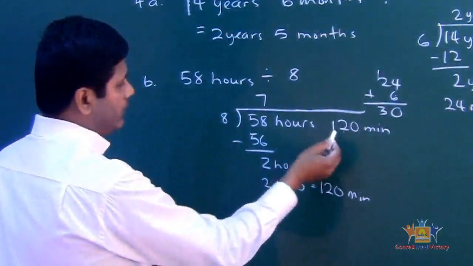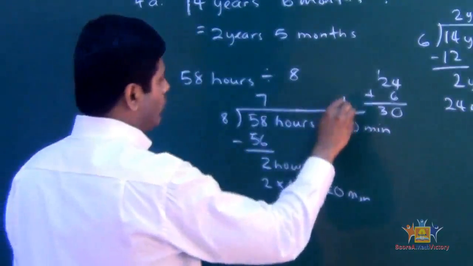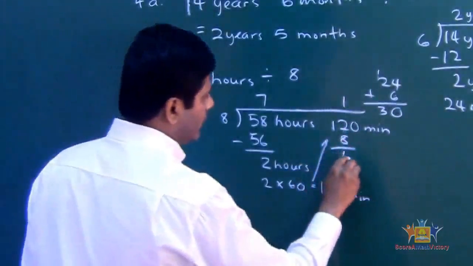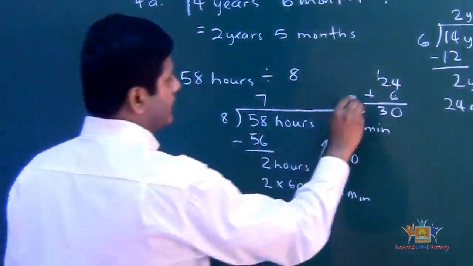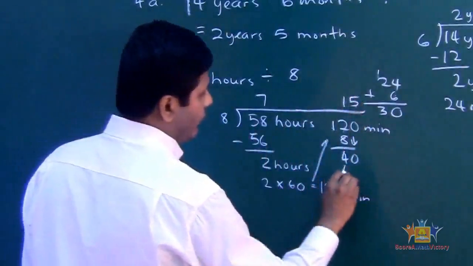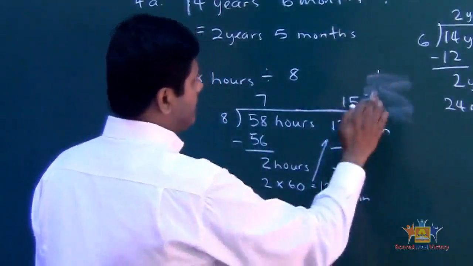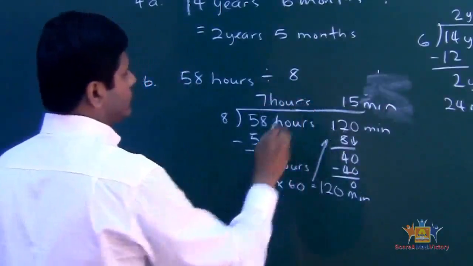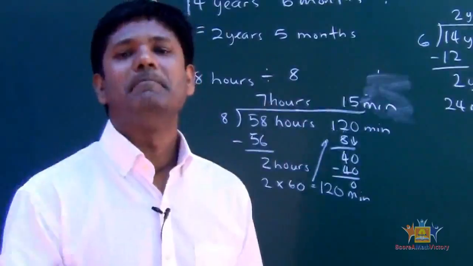In 1, I cannot go, so I go to the next digit. In 12, there's how many 8? 1. So 1 times 8 is 8. 12 minus 8 is 4. And then I'm going to bring the 0 down. In 40, there's how many 8? 5. So 5 times 8 is 40. Minus, give me 0. Okay? So now I'm going to bring the minutes up and the hours up. So it came to 7 hours and 15 minutes.